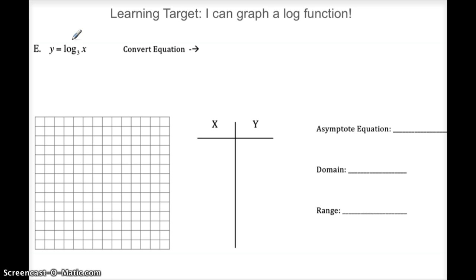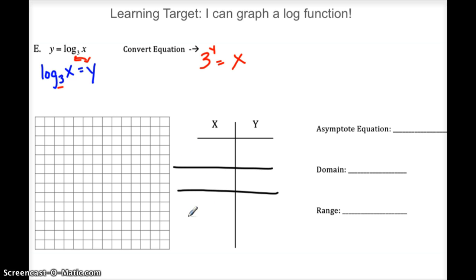So first things first, I want to convert just like we've been doing. This is written backwards, so I'll flip it for you, just for the visual, okay? The same thing we just did: the 3 stays first, and then these guys flip places. 3 to the power of y equals x. Now if you've graphed exponential functions, this is going to be a little backwards from what we did before.